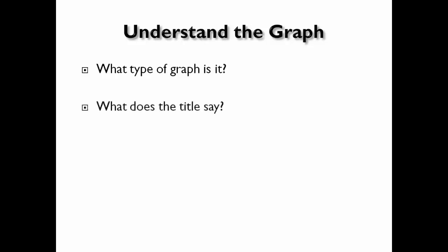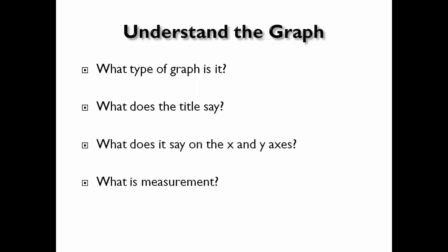What does the title say? What does it say on the x-axis, and what does it say on the y-axis? What is the measurement? So what is the unit of measurement? Is it percent? Is it a number of people? What kind of data is it that they are showing you? What are the items, and is there a key? So say there are 4 lines. What does each line represent? Is there a key that is showing you what each line represents? Are you sure about this?